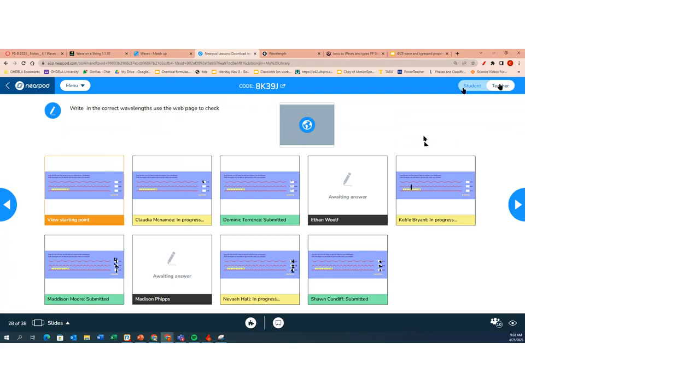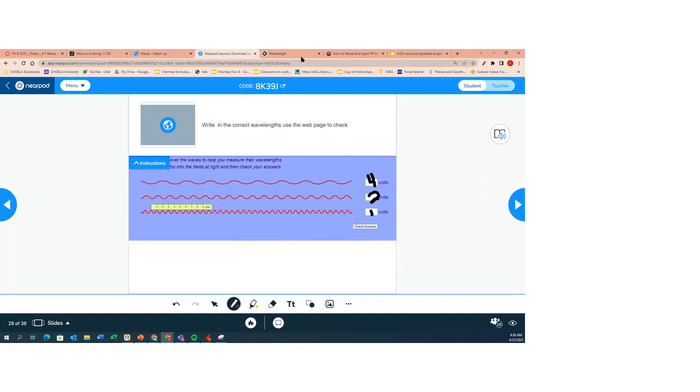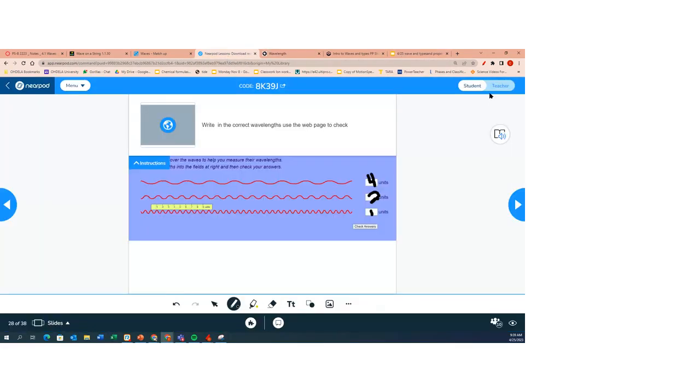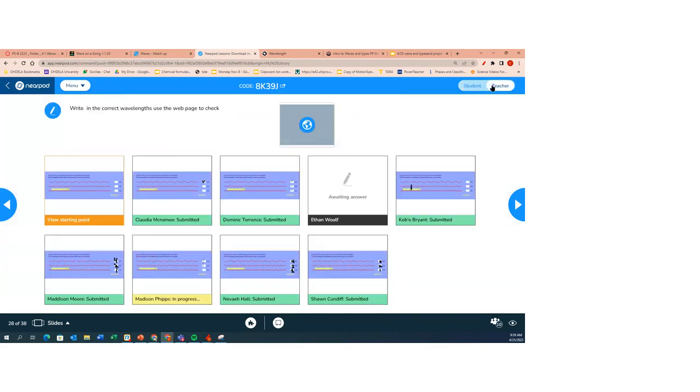4, 2, and 1. So if you saw mine, and then if again we went to the wavelength thing here, you can measure these approximately using the ruler here. Drag the ruler over the waves, and you can find the wavelength. Okay, 4, 2, and 1.